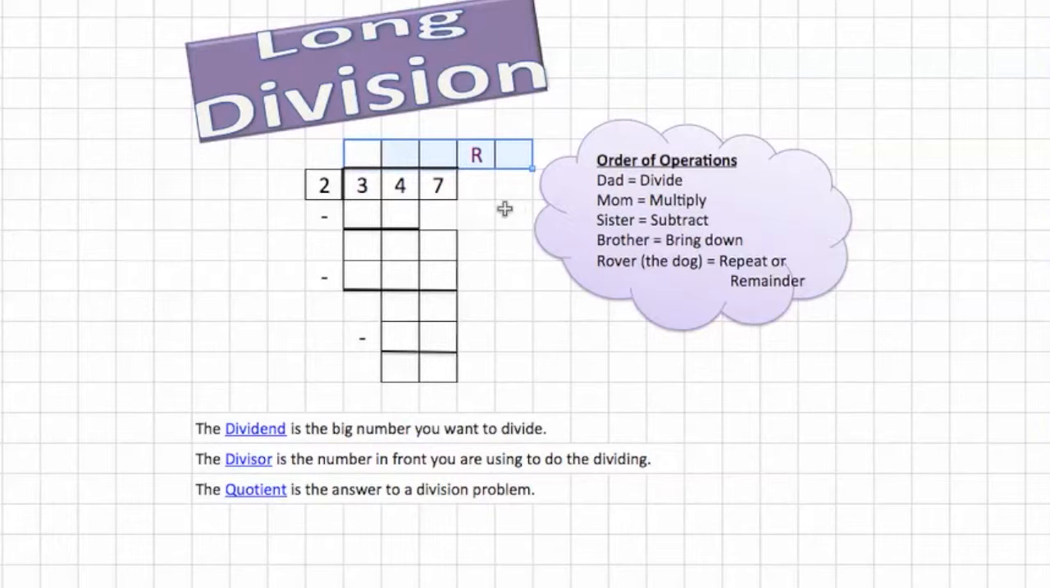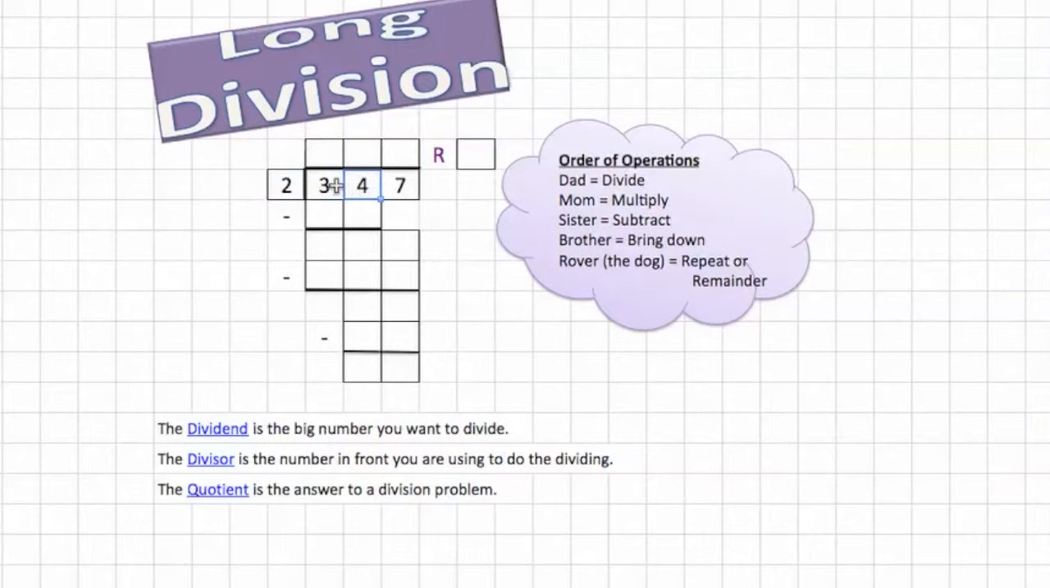So let's get started. First step, Dad. 2 can go into 3. So I always ask my students first, can it go into it? If it can't, then you got to combine these 2 numbers. But 2 can go into 3, and then we ask ourselves, how many times can 2 go into 3? How many 2's will fit into a 3? And obviously only 1 2 will be able to fit into the 3.